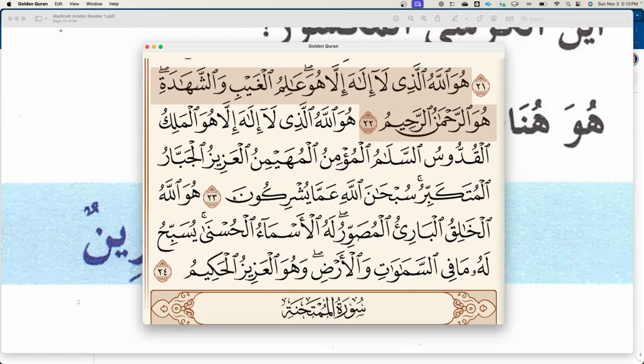Everybody knows? See, I told you. Now you want to understand this based on what we just learned. This is all an ism mawsul, pretty much.